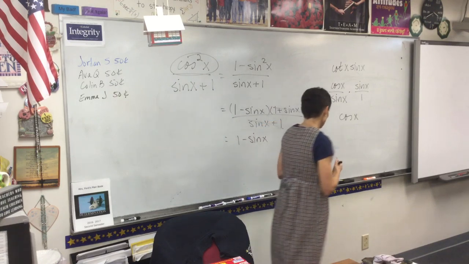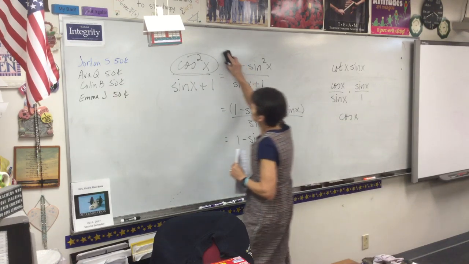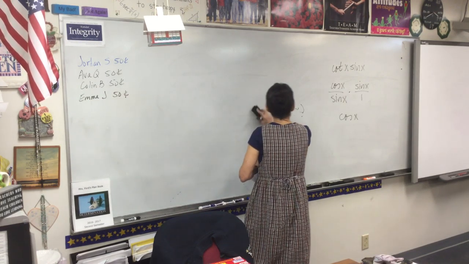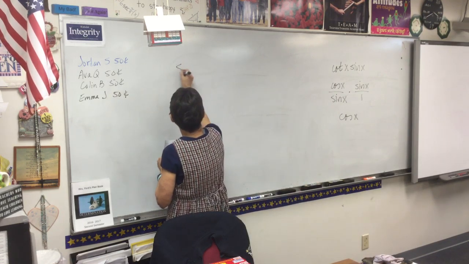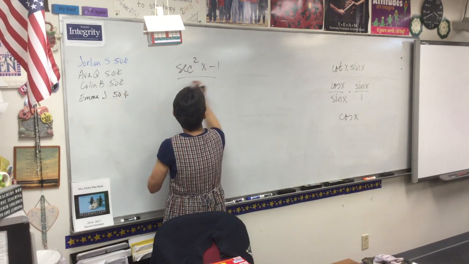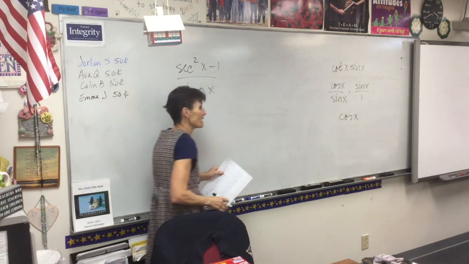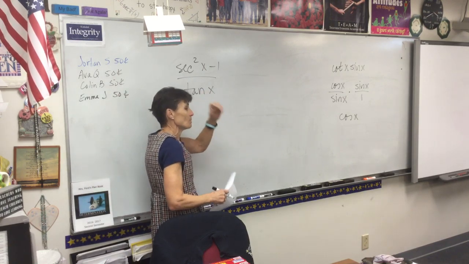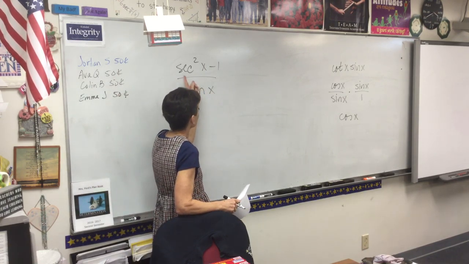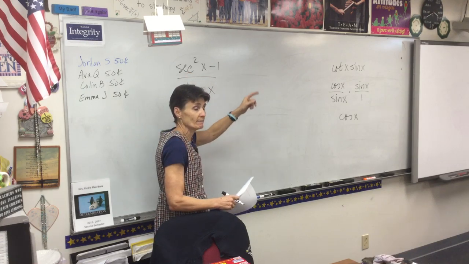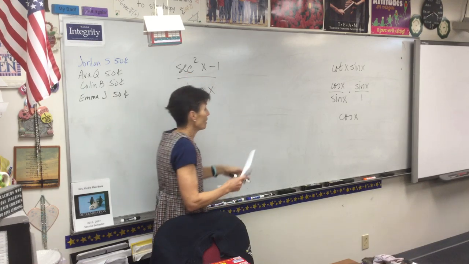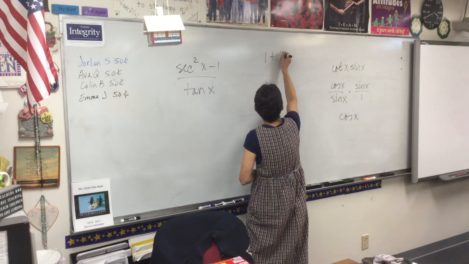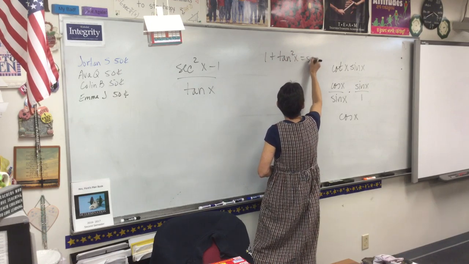All right, take a look at the next one. You ought to be able to at least think about a plan for the next one. Even if you can't execute it, you ought to see something going on there. Can we do the same thing we did in the first one? Somebody said bing, bing, bing, bing. Yes. You should be hearing bings and seeing lights flashing. Secant squared minus 1. All right, I don't know what that is, but I have memorized that 1 plus tangent squared is secant squared.